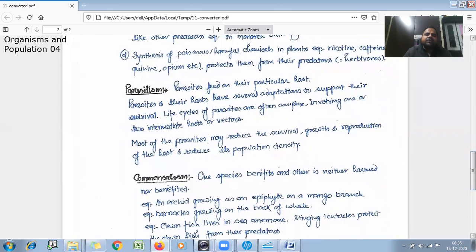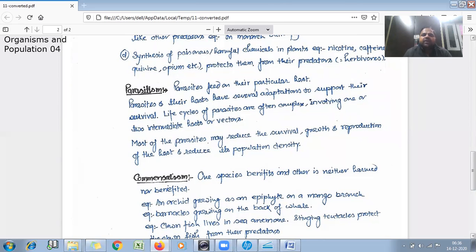Now we'll see what is parasitism. Parasites feed on their particular host, and the parasites and their hosts have several adaptations to support their survival. The life cycles of parasites are often complex, involving one or two intermediate hosts or vectors. In the case of Entamoeba histolytica, there is only one host, and that is the human being. In the case of Plasmodium vivax, there are two hosts: one is the mosquito and the other is the human being. So their life cycle is very complex.